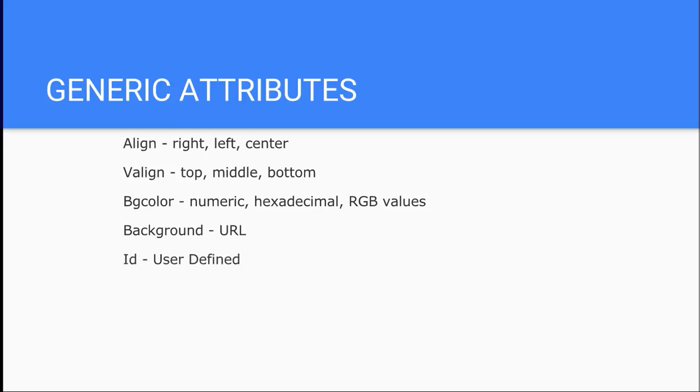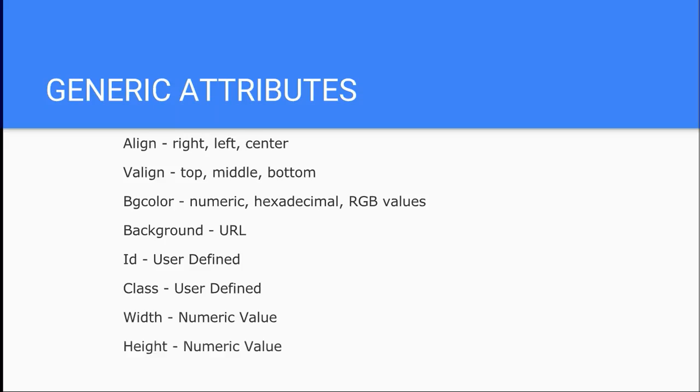And the next one is id. It's a user-defined attribute, used to name elements for cascading style sheets, that means CSS. So we will discuss this when we deal with CSS. The next one is class. This is also user-defined, and this is also for CSS. And the next generic attribute is width. It specifies the width of tables, images, or table cells.